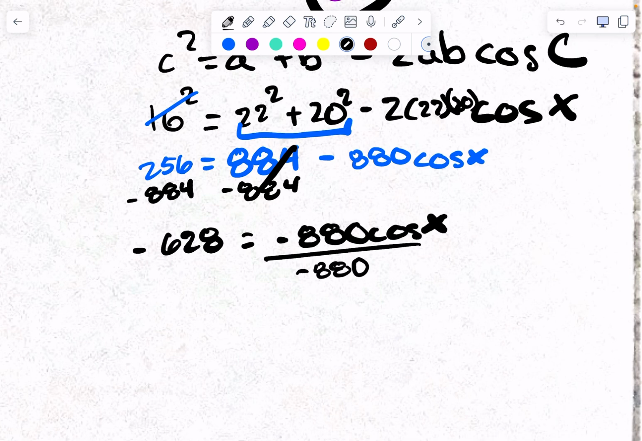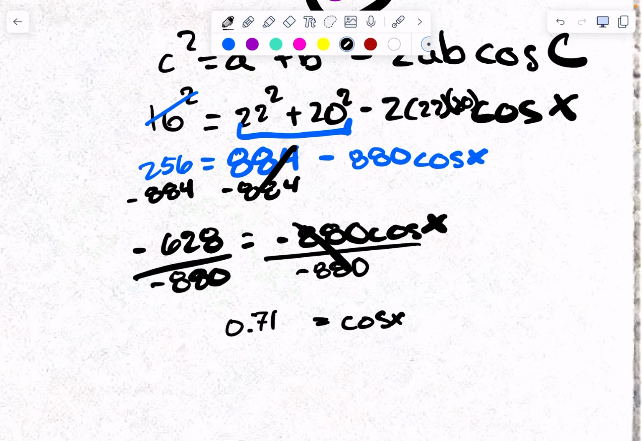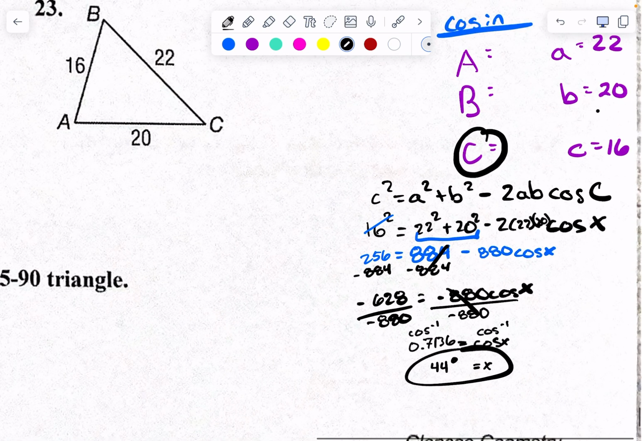If you're stuck and confused and you're like, how did you get that? You stop me and I'll backtrack. 0.7136. Okay, and then inverse cosine. Use the answer if you can. Should be 44.5. Did you round to 5? So it'd just be 44 degrees. Okay. 44 degrees is C.